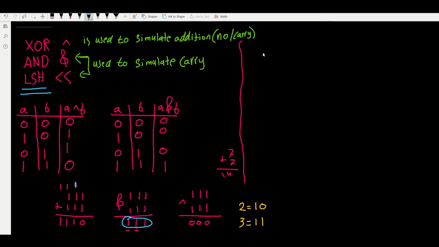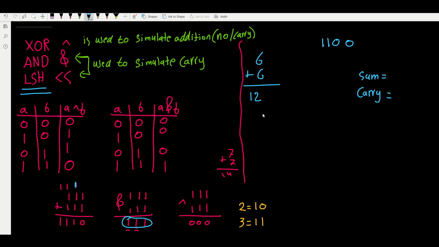Okay, so let's try to add 6 plus 6. We know 6 plus 6 gives us 12, and 12 in binary is 1100. So let's see how we can arrive at this number without using the plus sign. Well, we said we need to compute the sum using the exclusive OR, without worrying about the carry. So we will have two variables, one for the sum without worrying about the carry, and one just for the carry.